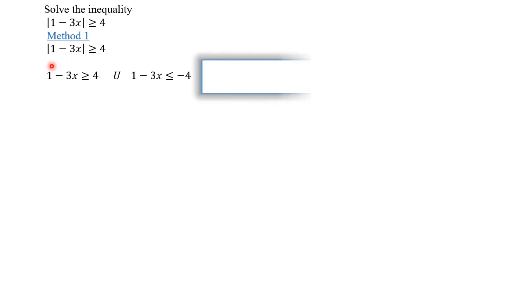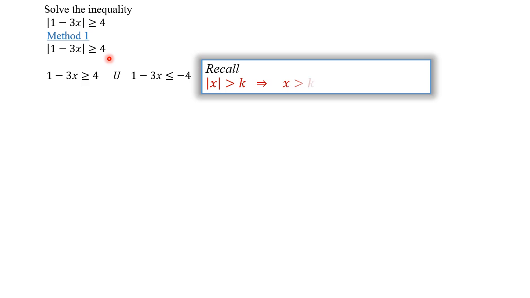Solve the inequality modulus of 1 minus 3x is greater than or equal to 4. We're going to use method 1 here. We know that modulus of 1 minus 3x is greater than or equal to 4. We need to recall this result: modulus of x greater than k can be written as x is greater than k union x less than minus k. That's the same thing that we are doing here.